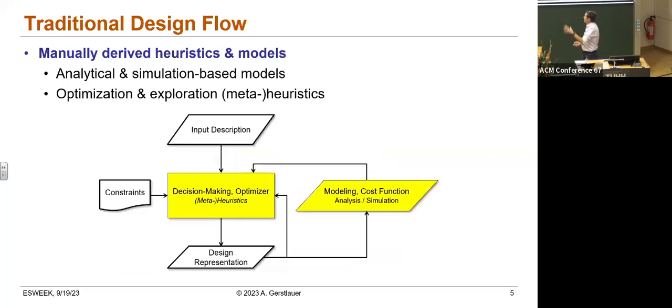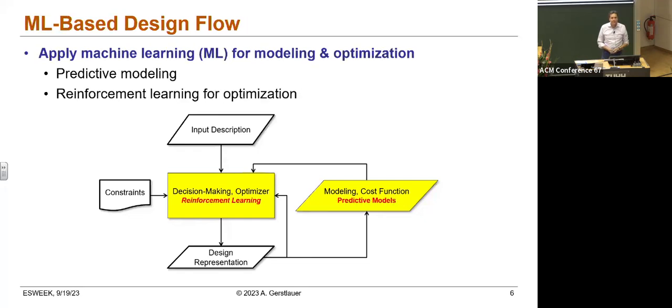So a little bit a deeper dive into the design process. Like I said, you have a decision-making optimization algorithm. Traditionally, we use some form of heuristics, meta-heuristics for this. Then you produce a design representation, and then you have some way of modeling, analyzing the cost function, right? For this design representation, which in turn drives the next decision that you make, and all of this driven by constraints ultimately, right? We use for modeling often analytical models or simulation-based methods, and for optimization some form of heuristic traditionally. But the idea of machine learning is to replace potentially both of these aspects, right? On the modeling side, the idea of so-called predictive modeling.